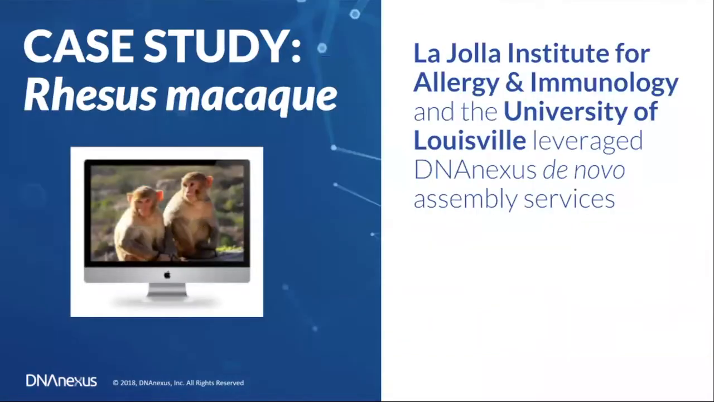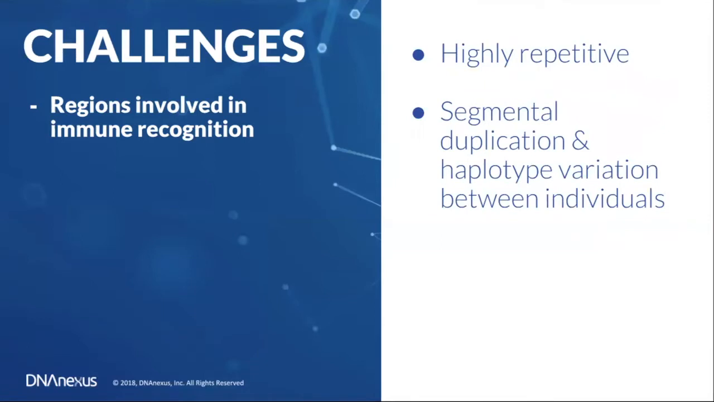Now I want to give you a more real example. Here's a case study from La Jolla Institute for Allergy and Immunology and the University of Louisville. They are interested in the macaque genome. The macaque genome is actually not hard to assemble, but what this research group is interested in is the immune recognition region, which is full of segmental duplication and has very high variation among individuals. So what should we do in this case?